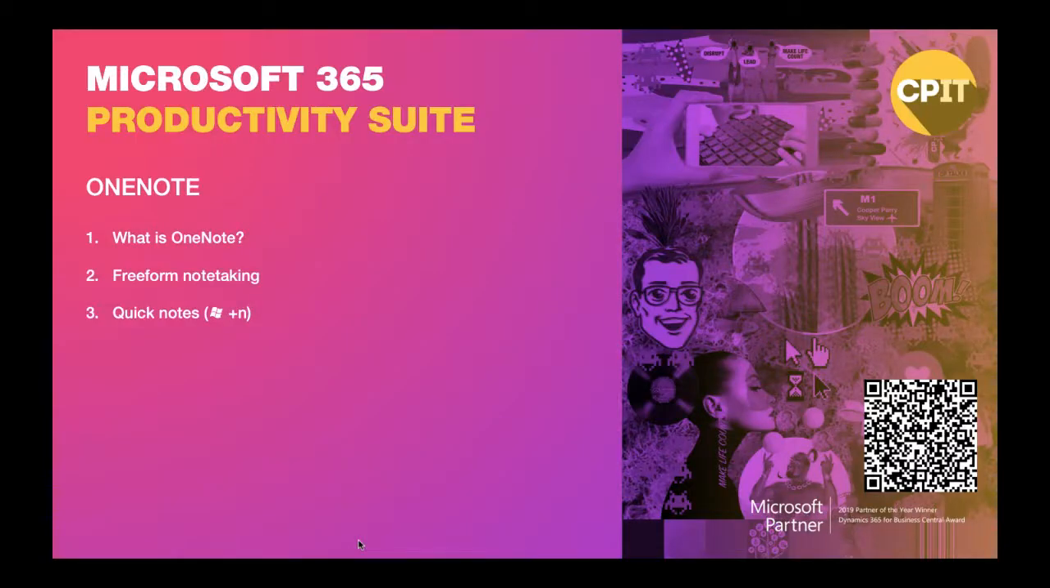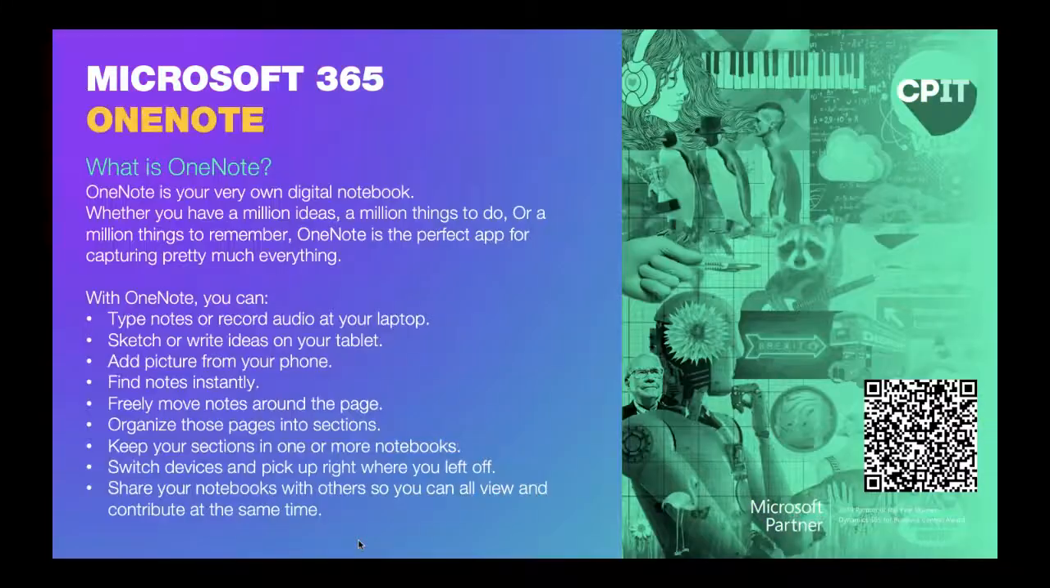Moving on to OneNote. So starting off with what is OneNote? Word is a document processor, word processor app. OneNote is a digital notebook. So it's like a scribble pad that you might have. Literally open it up, write what you can when you want to in whatever format.